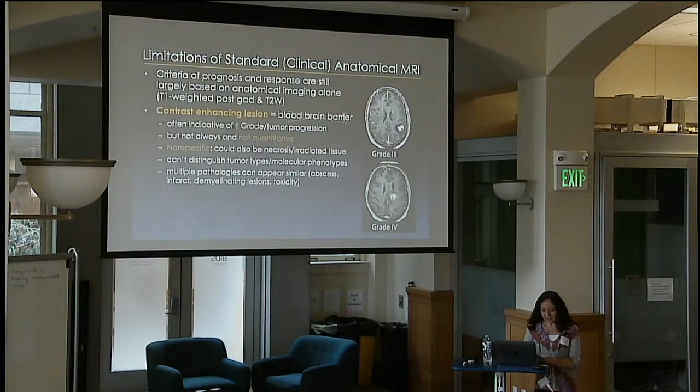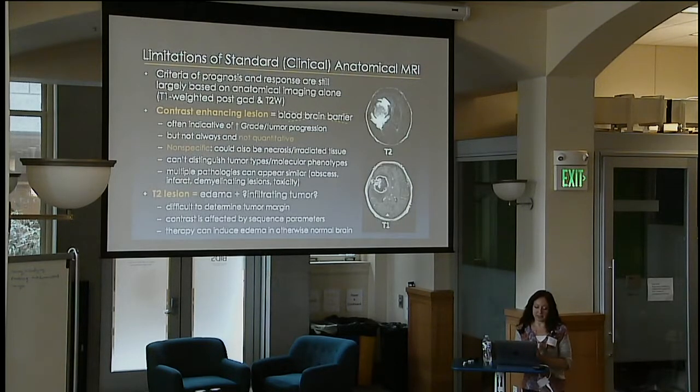So contrast enhancement only reflects blood-brain barrier breakdown. It is not actually indicative of tumor cells. It's usually indicative of increased grade or tumor progression, but it's not at all specific, and it's not quantitative. It can also be found in necrosis, irradiated tissue, and pathologies that have nothing to do with tumor, like toxicity. Then the T2 lesion is a combination of edema and infiltrating tumor.